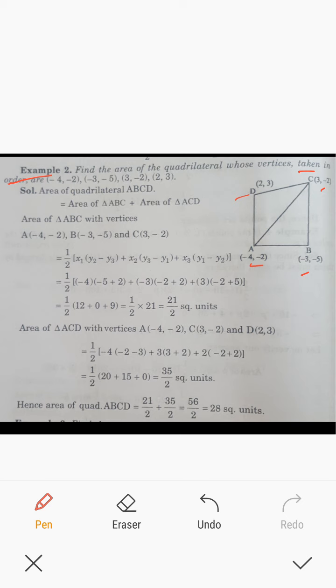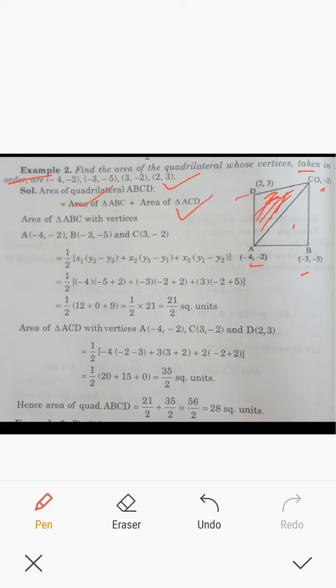So for finding the area of the quadrilateral ABCD, this quadrilateral is divided into triangle ABC and triangle ADC. Here we have to find the area of ABCD as area of triangle ABC plus area of triangle ACD. Okay, so substitute. In the case of finding the area of triangle ABC, these vertices you should consider when you find the area of this triangle.